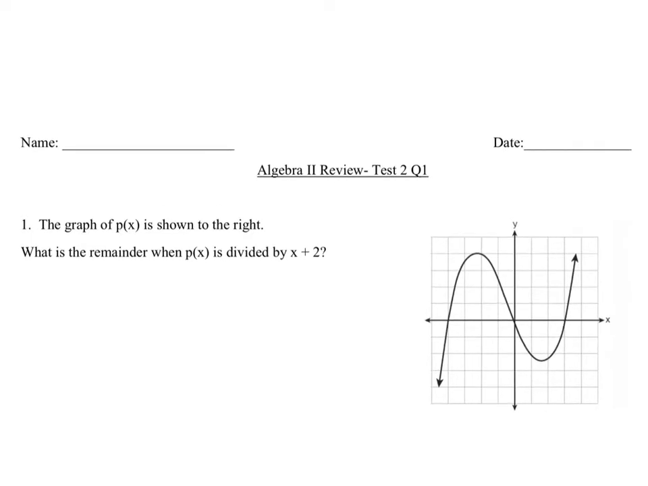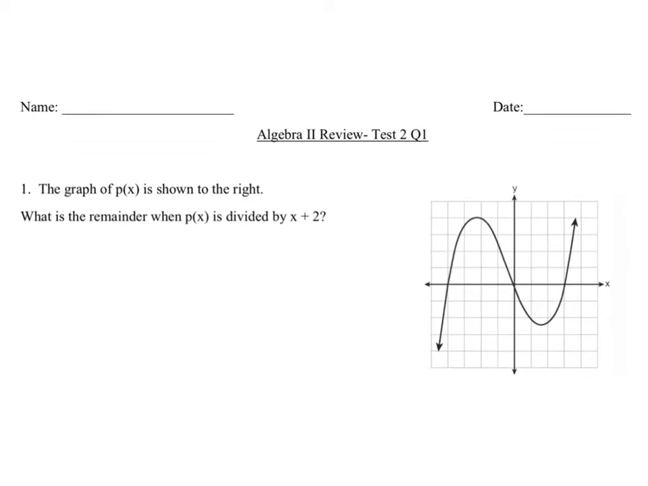When you divide something by a linear thing, so I'm dividing p of x by a linear thing, meaning that it's x to the first, you can apply the remainder theorem. What the remainder theorem states is that if you divide by something that's linear, you can solve for the x value that goes with this, and the y value happens to be your remainder.